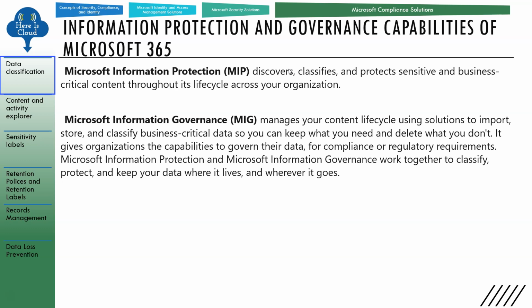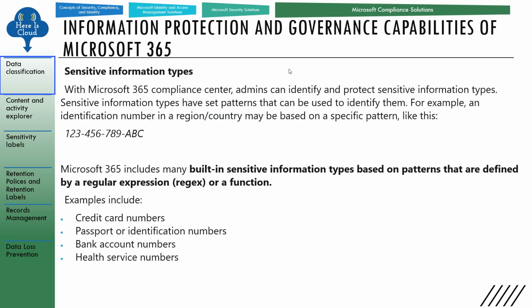So these are just the definitions. We are going to get into more details. So Microsoft classifies data based upon sensitive information types. So with Microsoft 365 Compliance Center, admins can identify and protect sensitive information types. These are set patterns that can be used to identify them. For example, an identification number in a region or country may be based on a specific pattern.